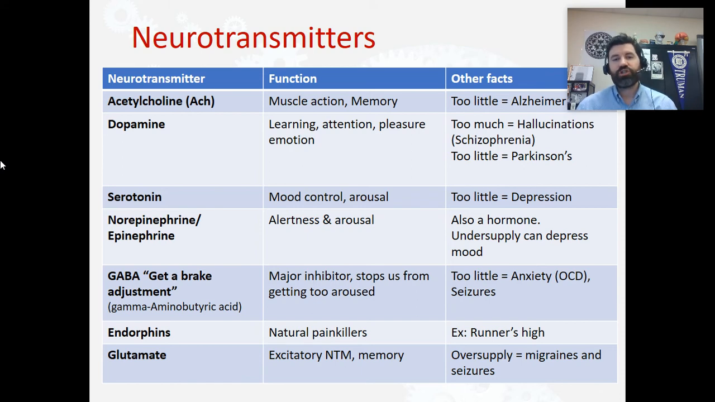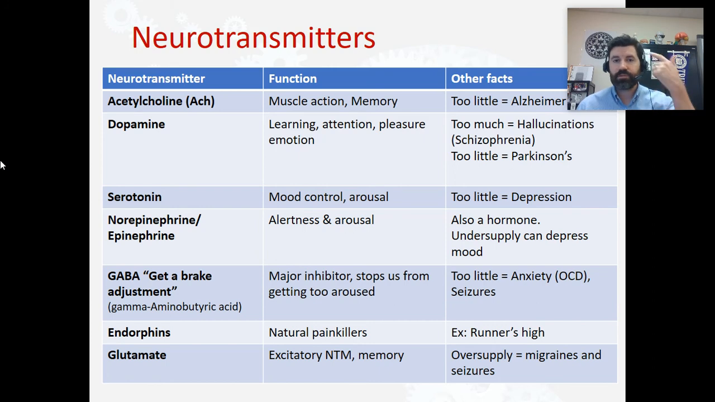Gamma aminobutyric acid, or what we call GABA, is the major inhibitory neurotransmitter. It slows the body down. And I always remind students, think of GABA as get a break adjustment. If you are anxious and your heart's beating really fast, you want to pump the brakes a little bit. You want to slow the body down, and GABA allows us to do that. So it's no surprise that if someone has too little GABA, they may be more likely to suffer from OCD or some anxiety disorders and things like that.